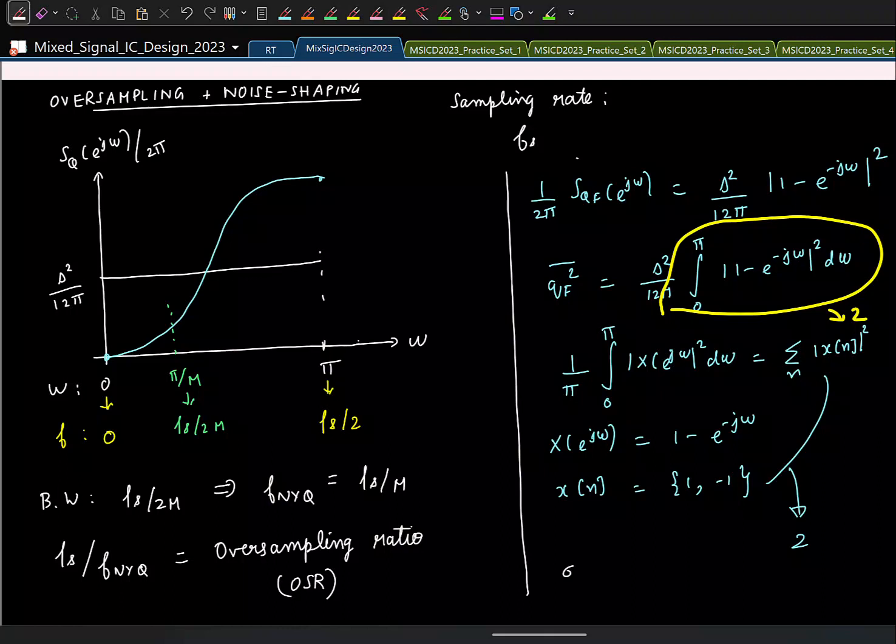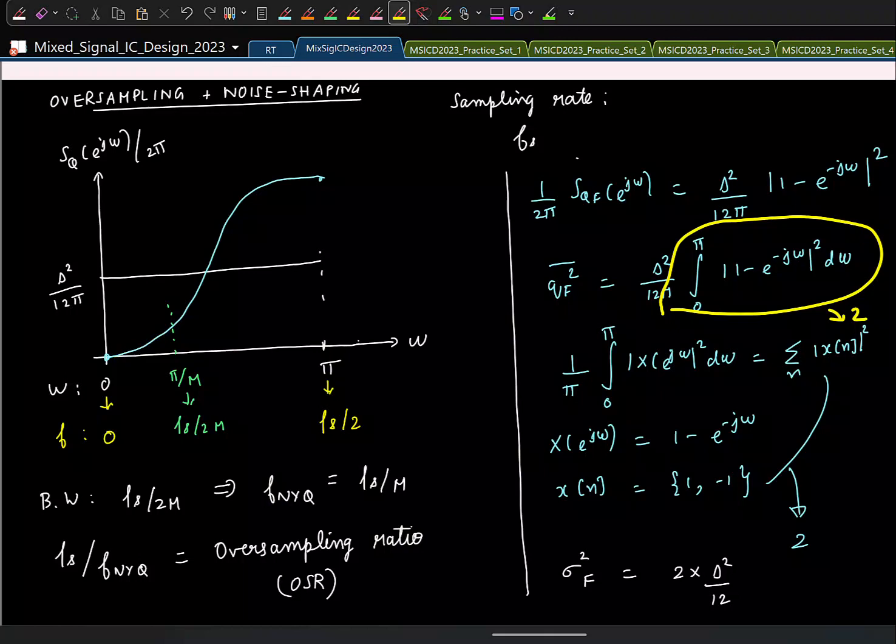So my total quantization noise power after filtering, how much is it? Two times delta square by 12, right? To start it off, I had only delta square by 12 from here. After doing this filtering, the overall noise is higher, right? But only if I look at this portion, it is small.